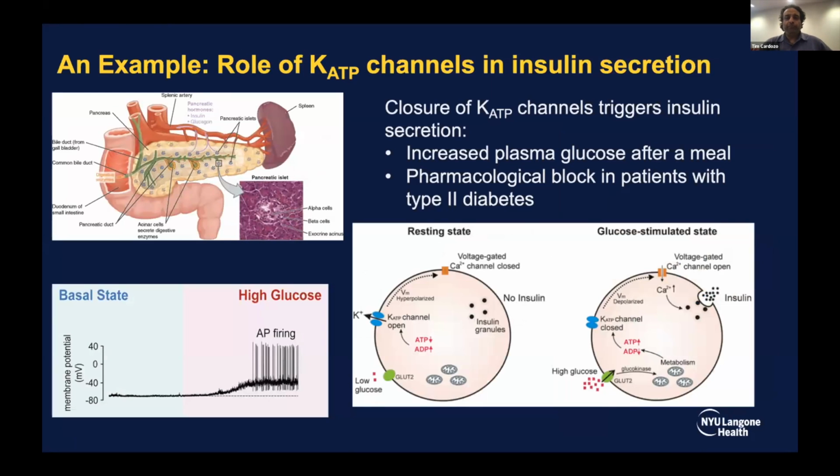Physiologically, the KATP channels are important in glucose regulation and metabolism, and from a pathology point of view, in diabetes. Basically, when they close, it triggers insulin secretion. And they actually are targets of some diabetes drugs, the sulfonylureas, that block the channels to increase insulin secretion in diabetic states.